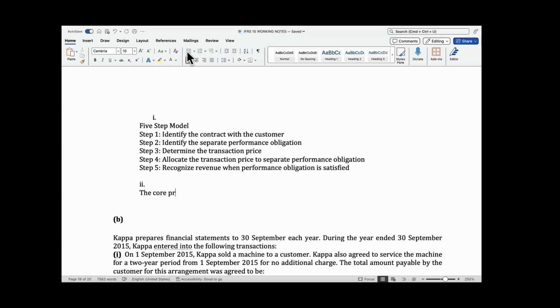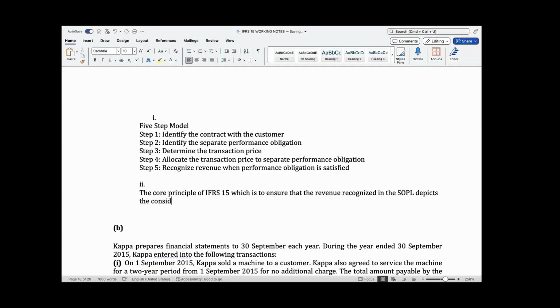Yes, now you're correct. You've found your way, and you have eventually been able to explain it. But let me help you put it in simpler terms. Coming from the core principle of IFRS 15, which is to ensure that the revenue recognized in the SOPL depicts the consideration expected from the transfer of promised goods and services.